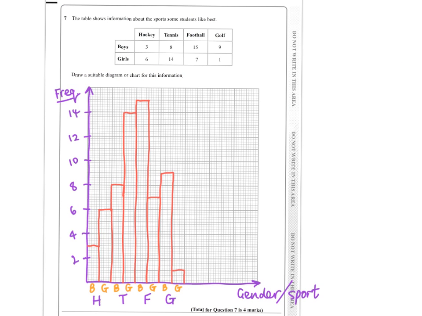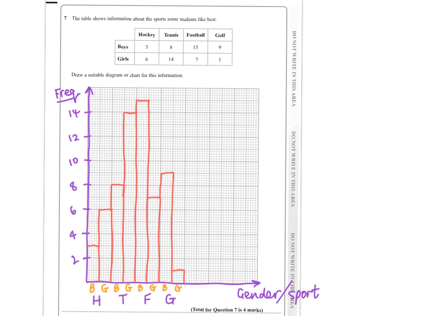For question 7, I thought I'd do the chart first and then talk through it with you. You have to draw a suitable diagram or chart for this information. Now, it has boys and girls here and the actual sports involved. I've done a little note here. I could have written these out in full, which I suggest you probably would do, or just do a little key down the side. So this is the gender, i.e. boys and girls, and the sports that were done. And all I've done is split it boy, girl, for each of the sports: hockey, tennis, football and golf. I've labelled that axis here.